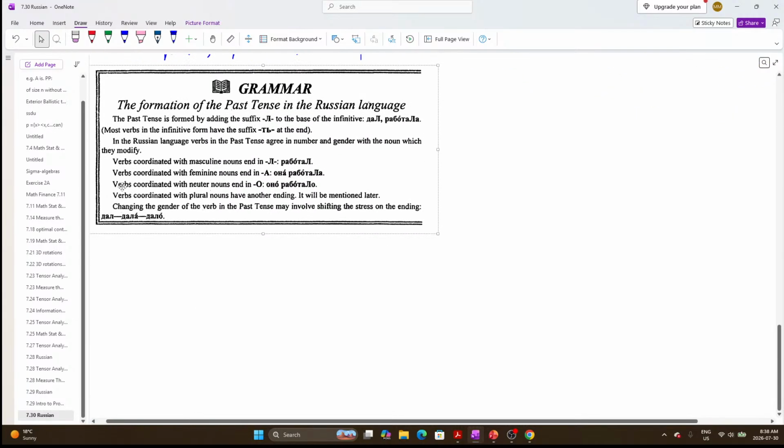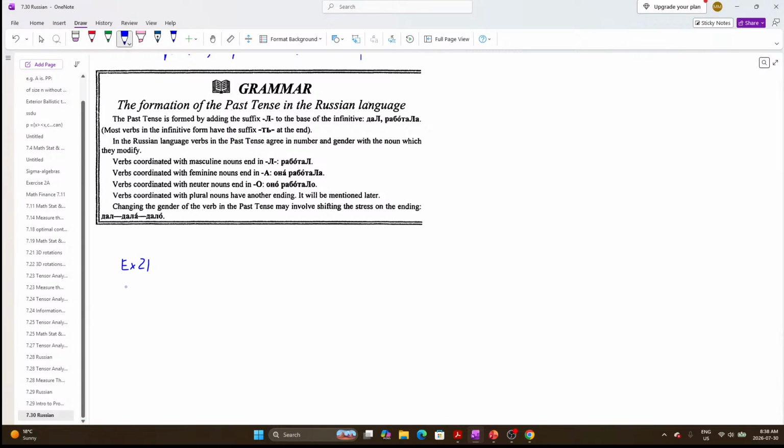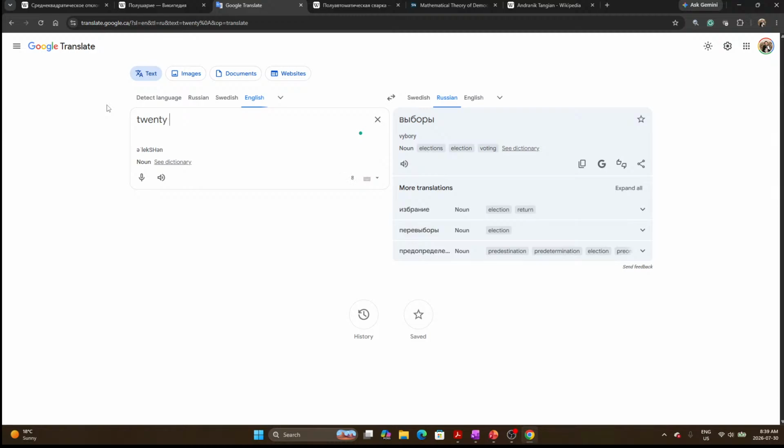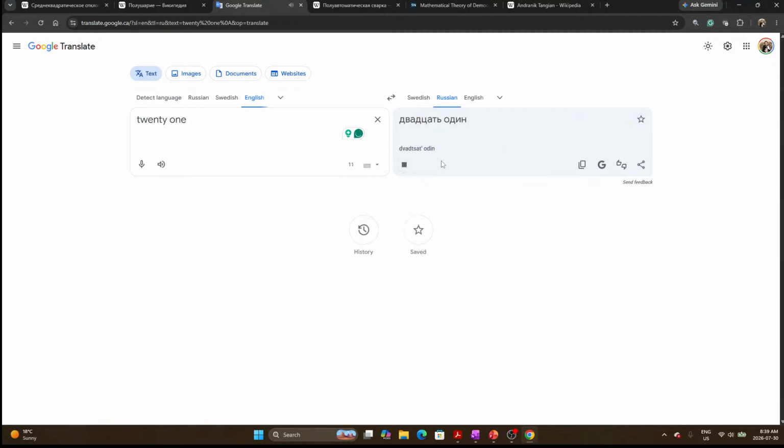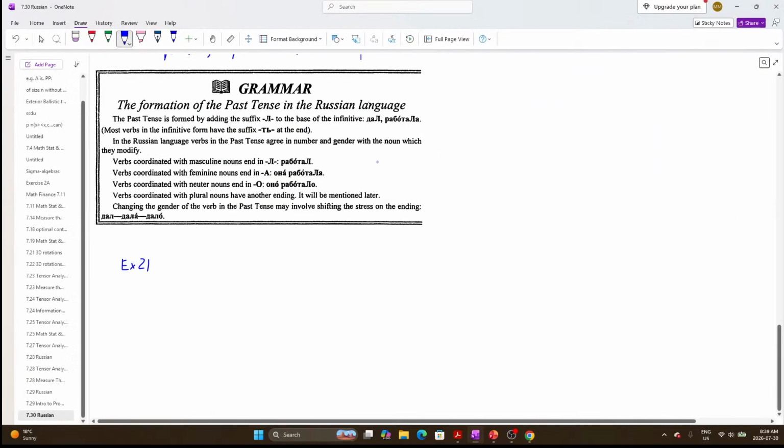Okay, let's do some exercises. We're now at exercise 21. Wow, I forgot how to say 21. How do you say 21 in Russian? 21, so literally it's 20 and 1. Okay, got it. Anyway, exercise 21, упражнение 21.